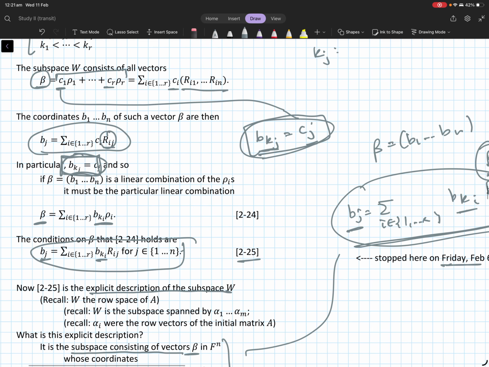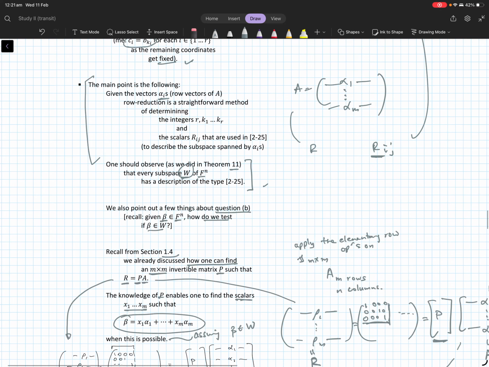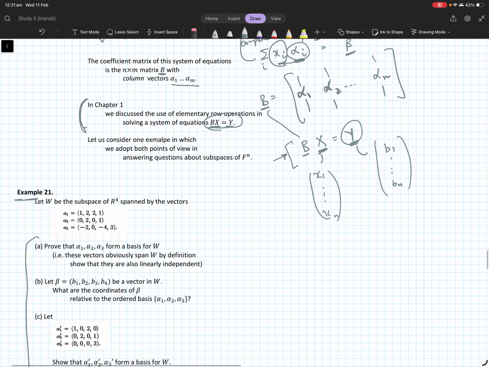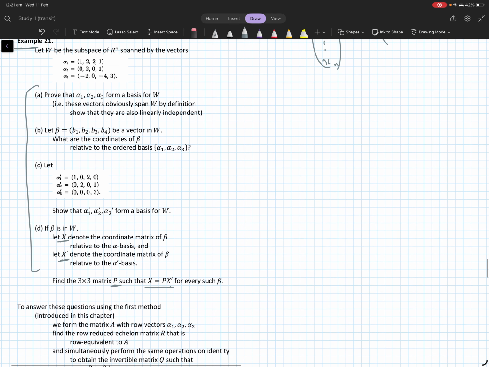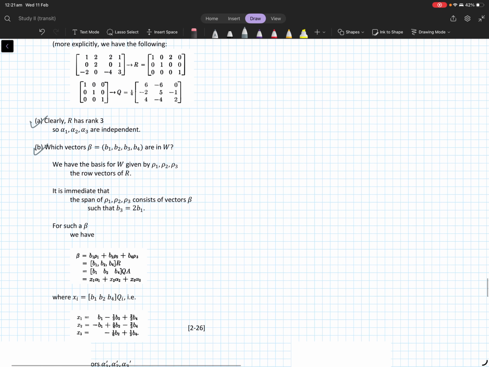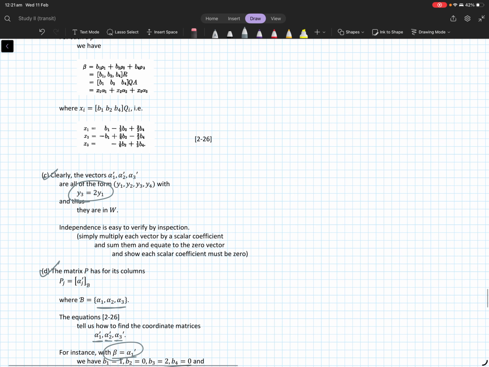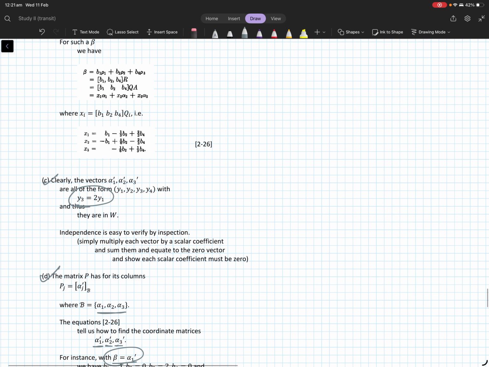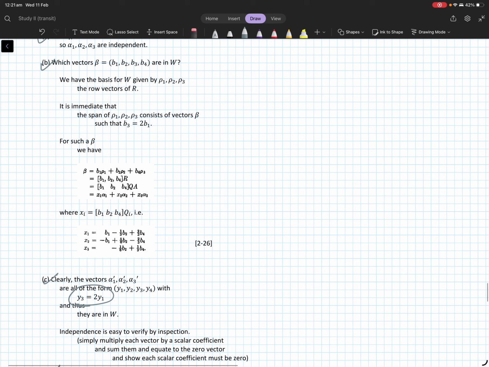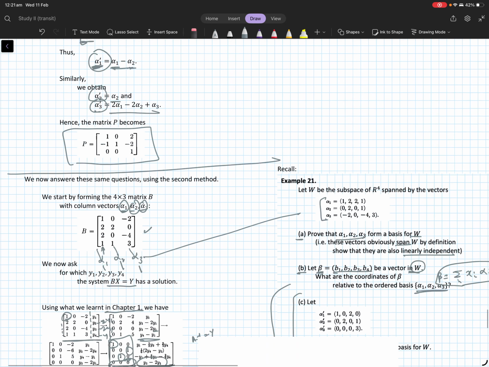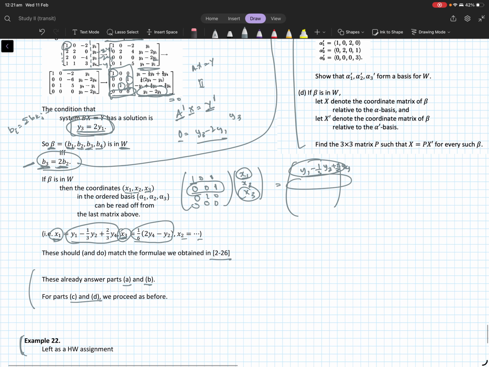Yeah, so bj was the sum over bki rij, right? So you just multiply it. So this is the condition, and from this, if you look at example 21 here, when we worked it out, here it is, we got b3 equals 2b1. And this is exactly the same condition that we got also by doing this other method.